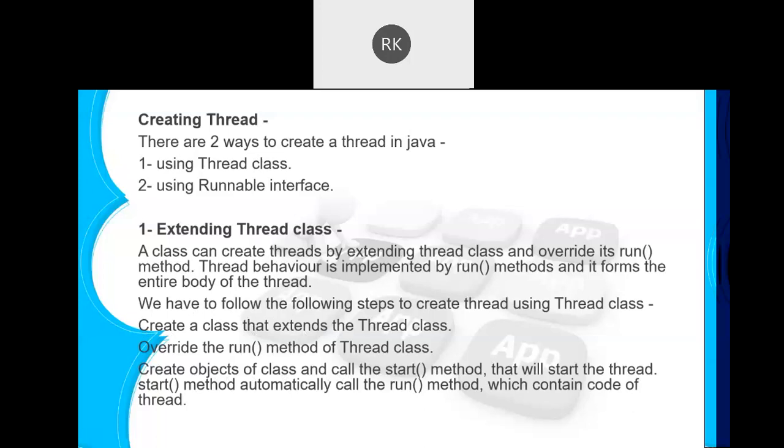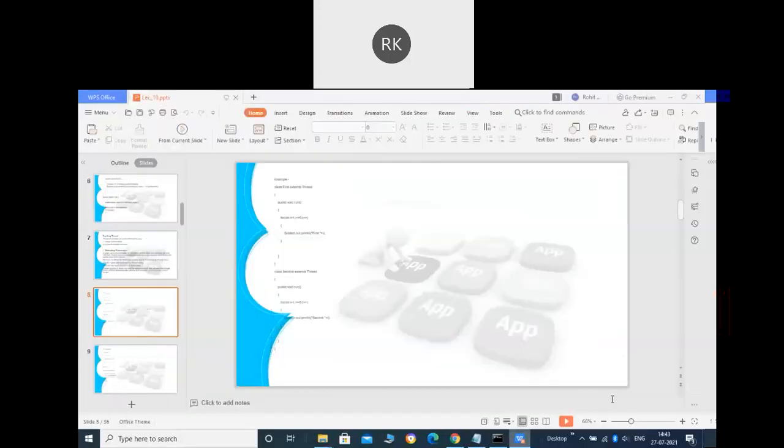Once the thread has been started, it will be ready to run. The start method automatically calls the run method, which contains the code of the thread. So we do not need to call the run method manually; it will be called automatically when we start the thread. Okay, so let's see it.